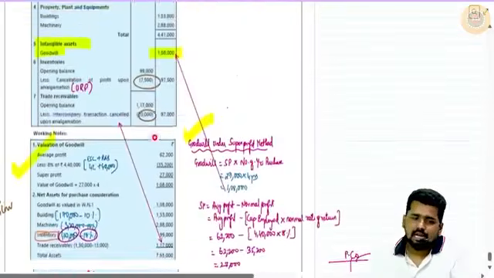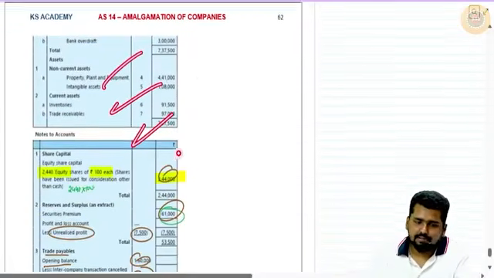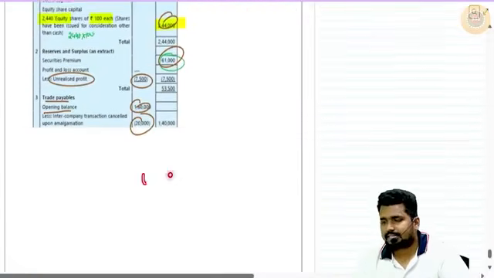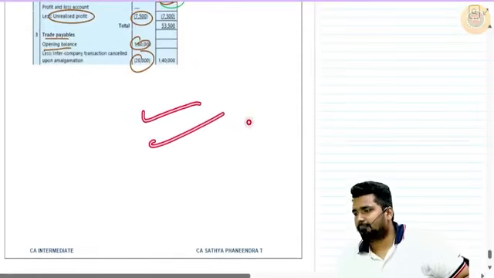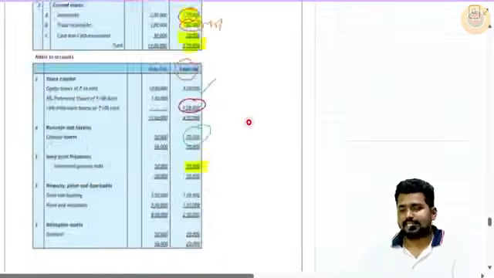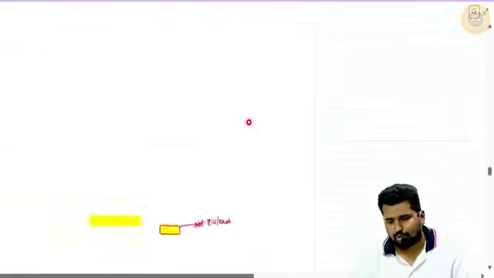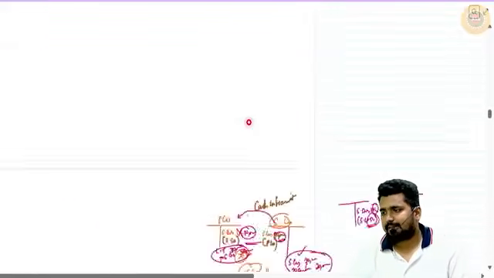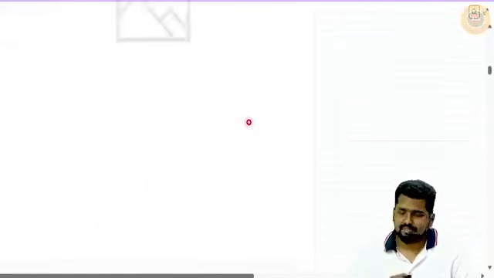Clear? After this, everything line by line you have to add. With this, what is done? Amalgamation is completed. When it comes to PC calculation, quickly I'll run through the PC calculation. You can calculate PC, and once PC is done, everything is done.